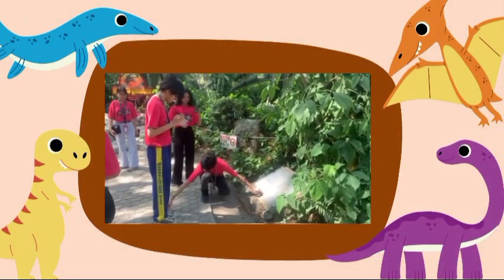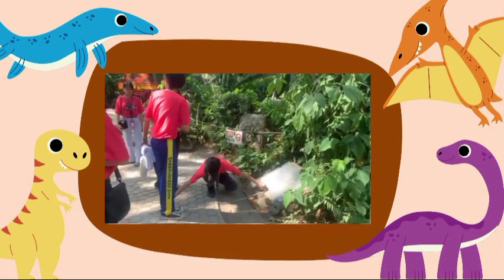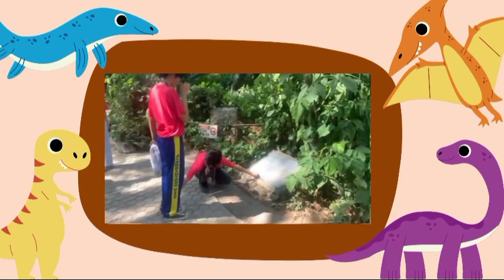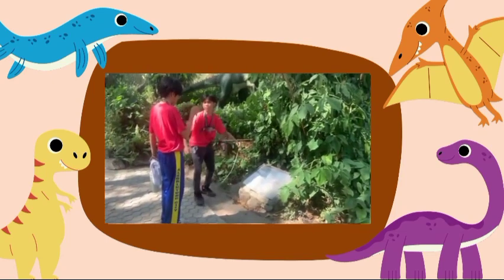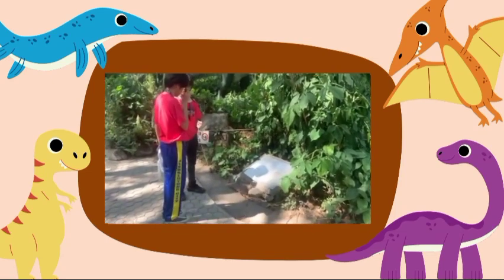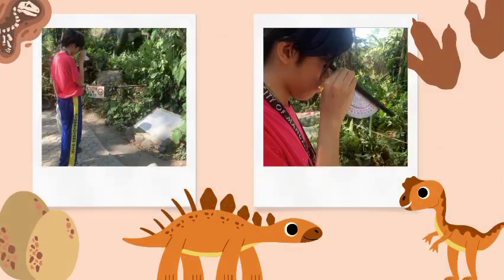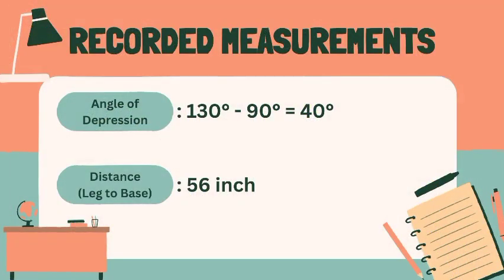In this slide, we can see the video of our group measuring the length from the base of our group member to the information of the dinosaur below. In the next slide, we can see that a member of our group uses a clinometer to measure the angle of depression. In the measurement, first we need to know what is the angle of depression.